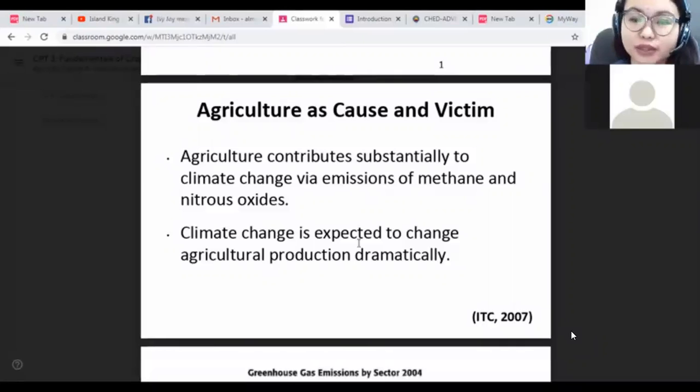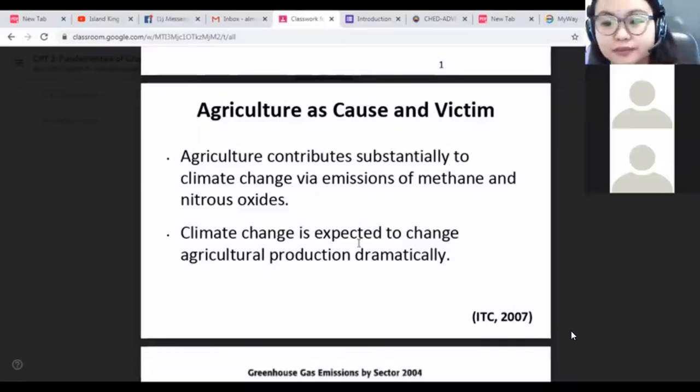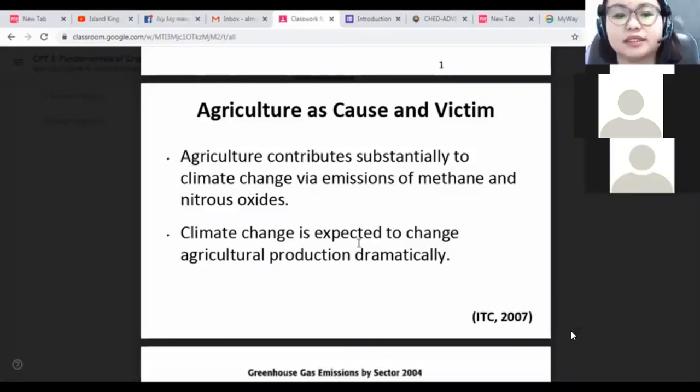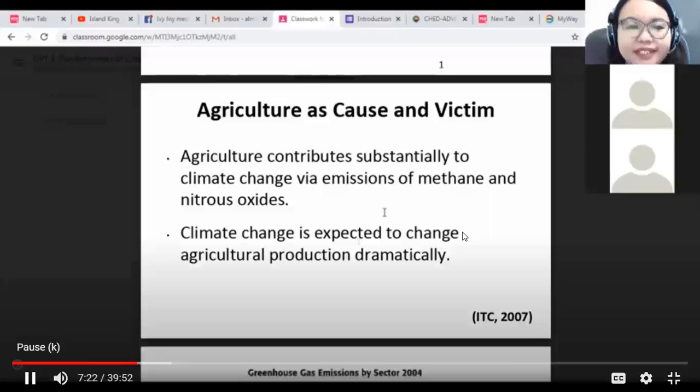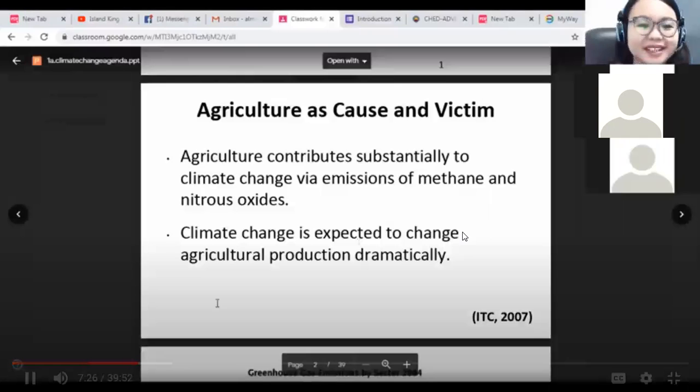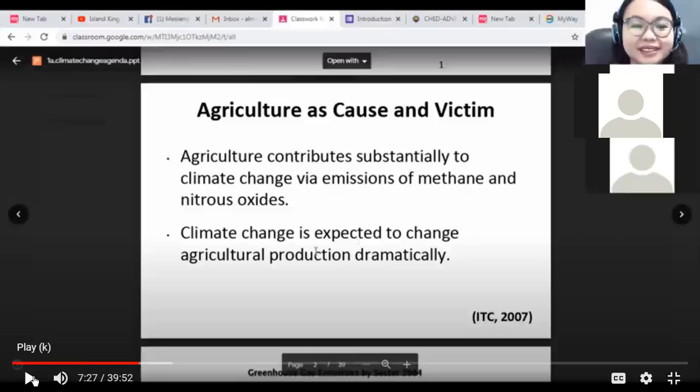Yes or no? Yes, I will agree that agriculture is a cause of climate change. Yes, exactly. And do you know why? Because it says here, ma'am, via emissions of methane and nitrous oxides. Yes, very good. And because of, yes, Renz, are you talking? Renz?